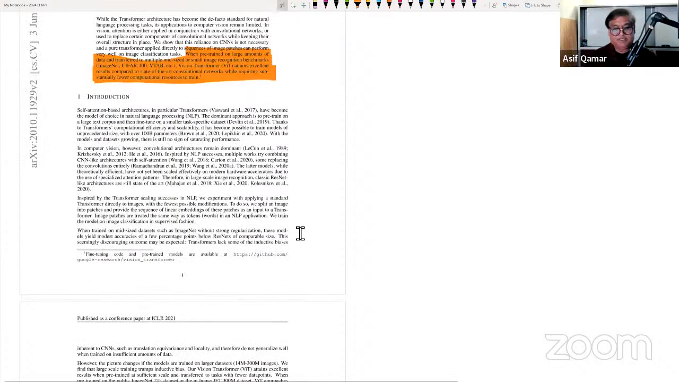The self-attention based architectures, in particular, transformers have become the model of choice in natural language processing. The dominant approach is to pre-train on a large text corpus and then fine-tune on a smaller task-specific data set. So this is transfer learning. What is transfer? This is what we do these days. For example, Hugging Face is very popular because it's the hub for transfer learning. You take a pre-trained model, then you fine-tune it.